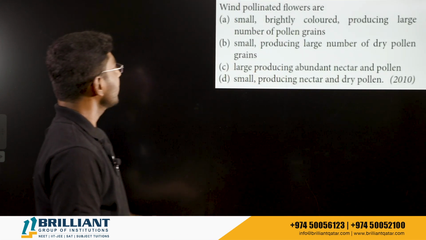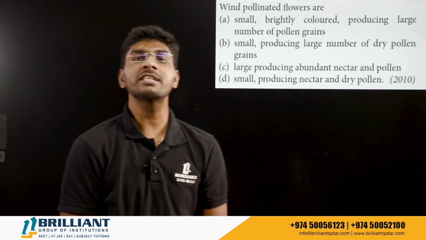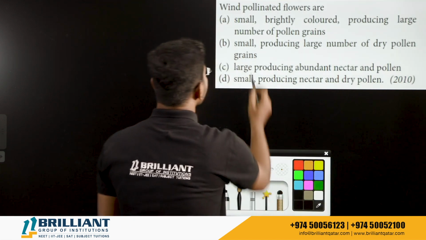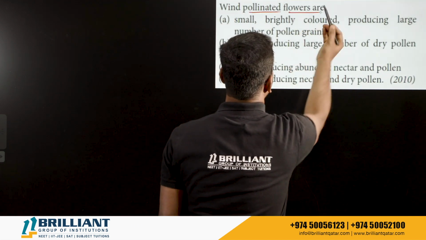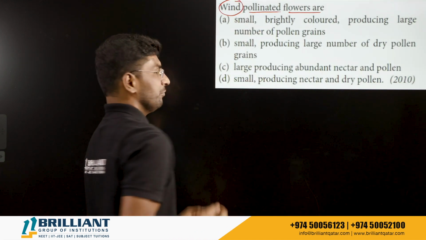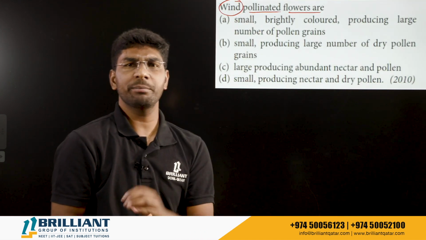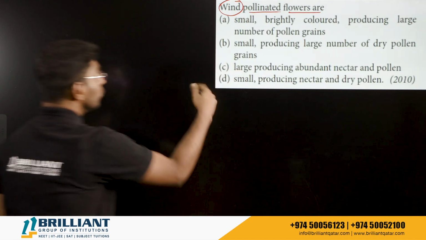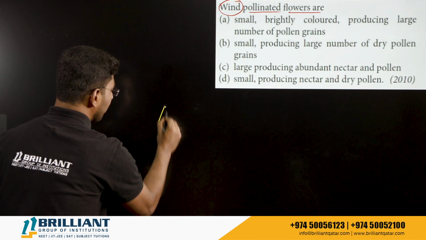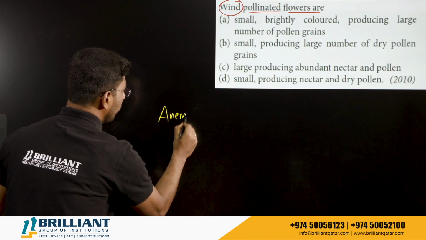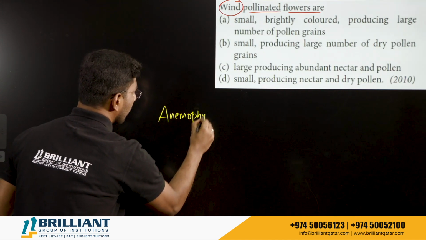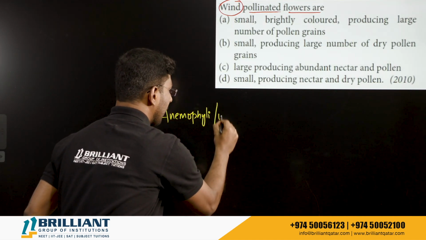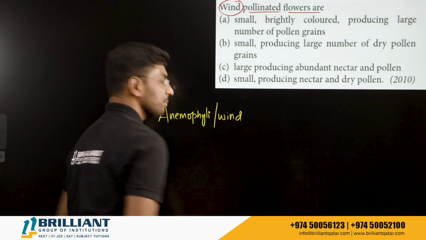This question also comes from which chapter? Sexual reproduction in flowering plants. The question says, wind pollinated flowers are... What is the meaning of wind pollination here? We have seen different types of pollination, right? Here wind pollination is also known as anemophily. Anemophily is wind pollination, so pollination takes place by wind.